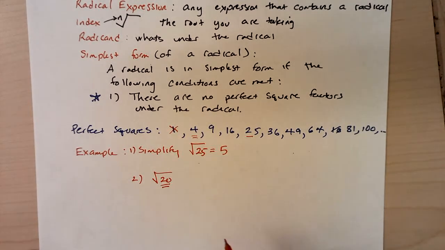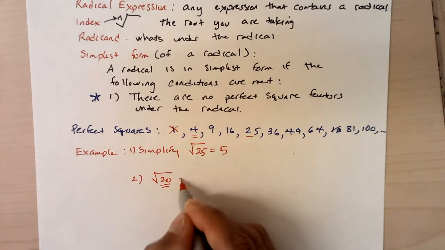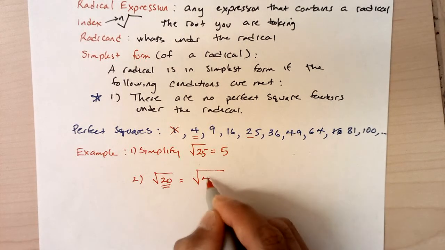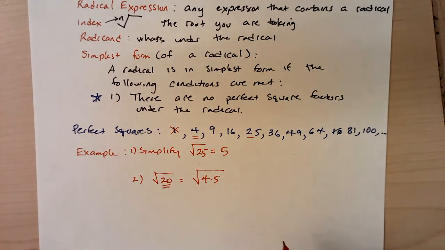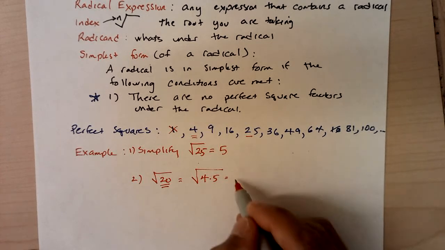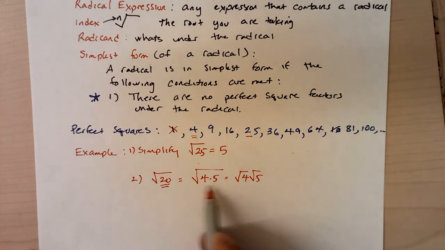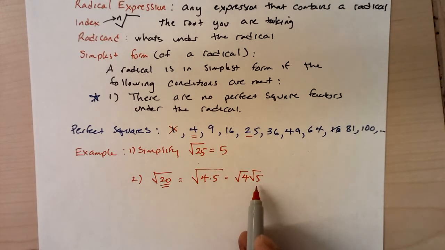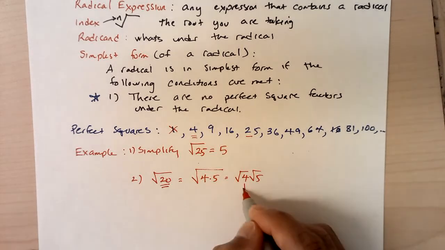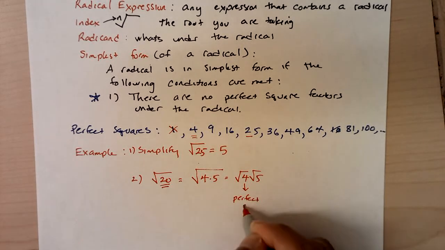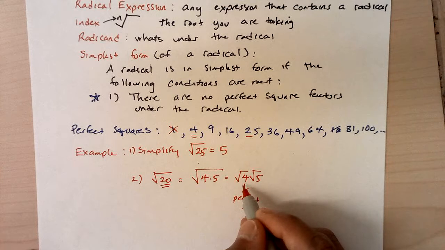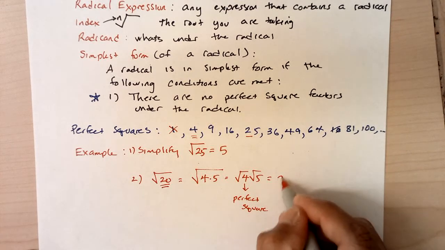4 goes into 20 5 times. So I could rewrite the expression as the square root of 4 times 5. 4 times 5 is 20. These are equivalent radical expressions. But then I would break that up into two radicals, the square root of 4 and the square root of 5. Maybe you skip this step in the middle and then just go to the square root of 4 times the square root of 5. Really, I should write the square root of 4 first because this is the perfect square. And then the square root of 4 is 2.